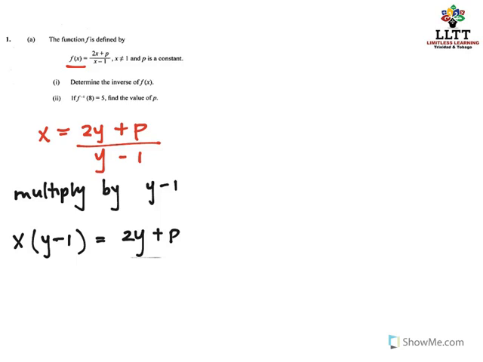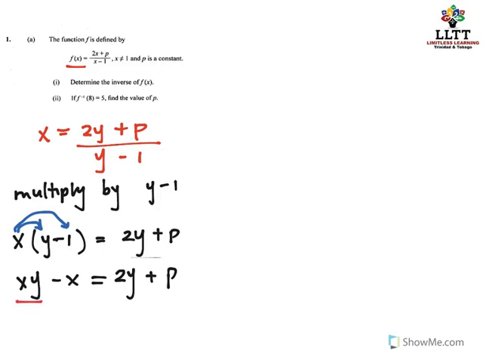Now on the left-hand side, we are going to expand our parentheses by multiplying each term within our parentheses by x. That gives us xy minus x, and then on the right-hand side, we just put back 2y plus p. Now again, the goal is to make y the subject of the equation, so everything that has y in its term, we need to have on the left-hand side, and everything else on the right-hand side.